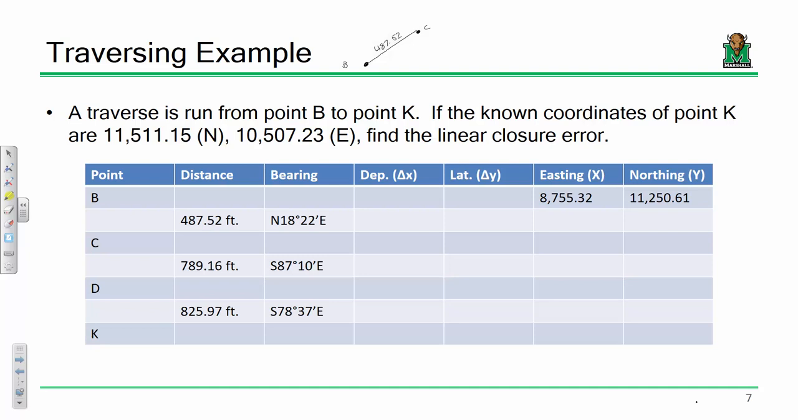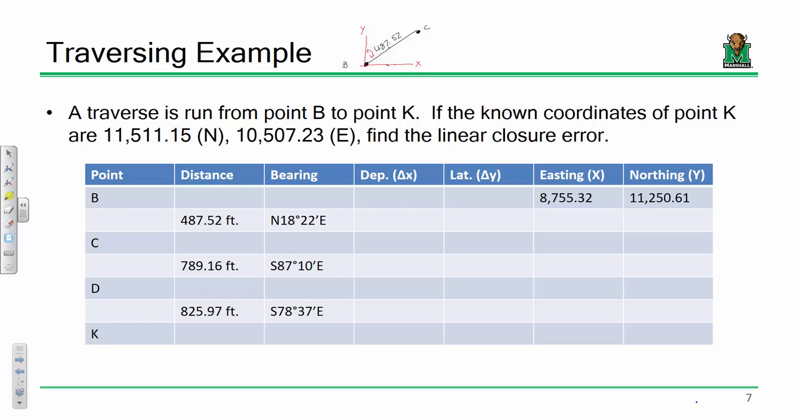Okay? So, let's do this. What's that angle? Degrees 22 minutes, right? So if that's 18 22, what's that angle? I'm not going to do that. Instead, I'm going to handle this a little differently. What I'm going to do is determine departures and latitudes.